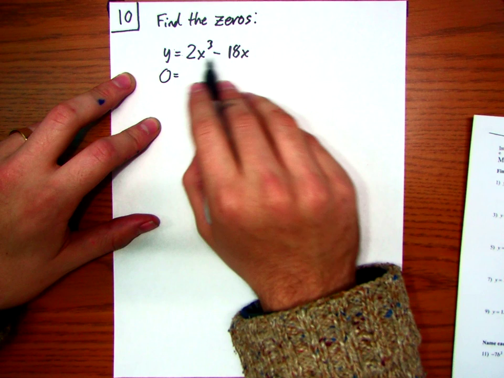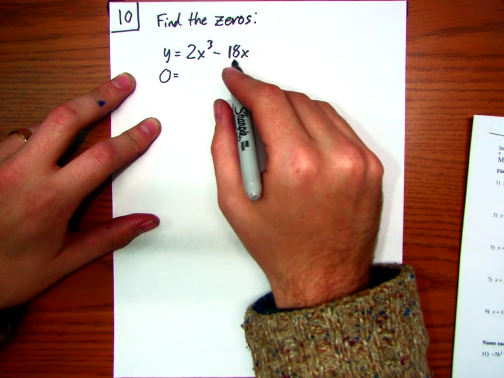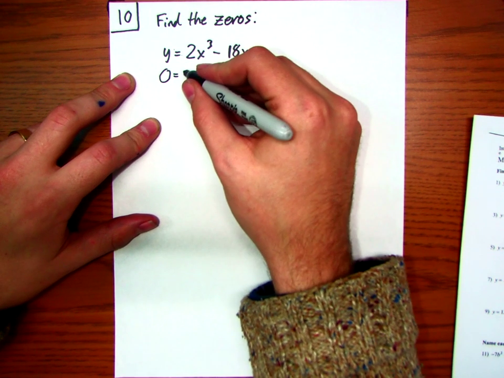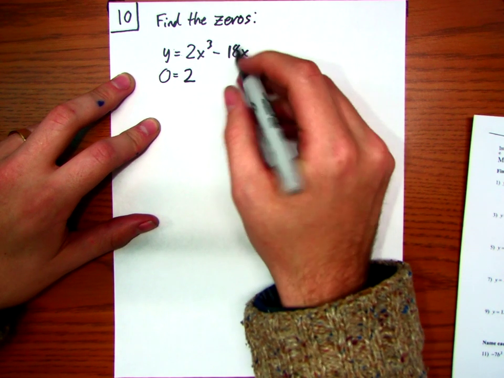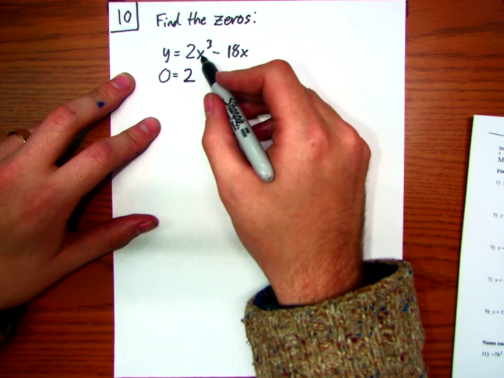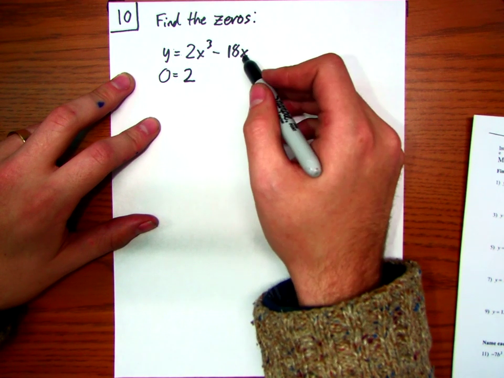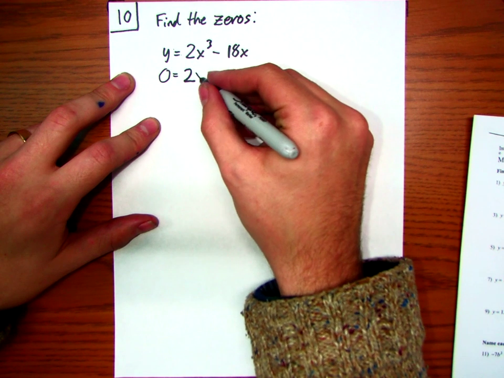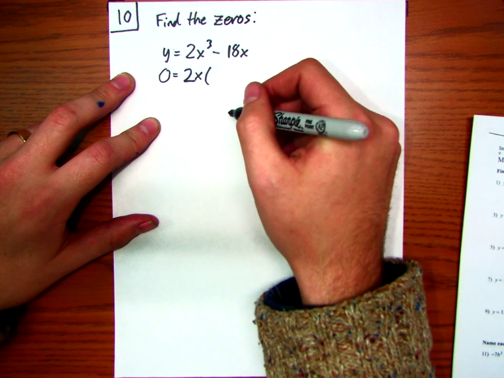If I look at 2 and negative 18, I see those are both even numbers, which means I can definitely take a 2 out of both of these terms. I also see there's x's in both these terms. There's x times x here, that's x cubed, and there's just one x there. So I can just take one x to the outside.